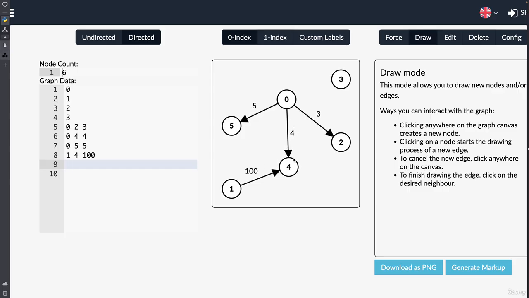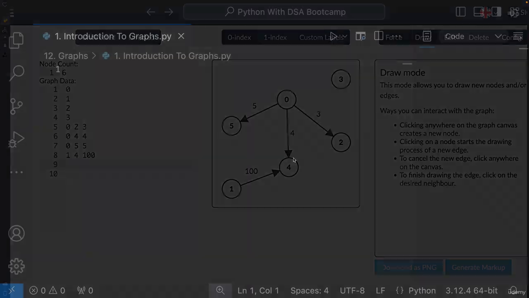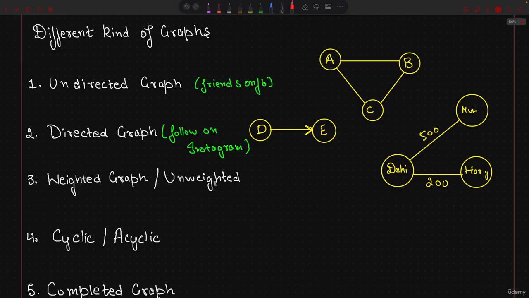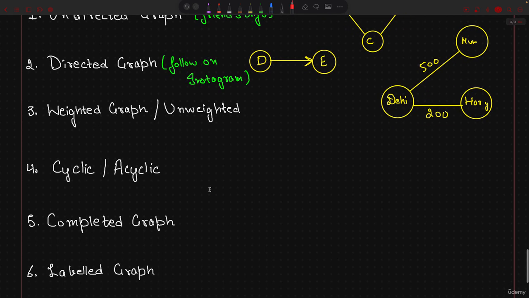Now let us move forward, everyone. Let us now learn about the cyclic and acyclic graph. Unweighted and weighted should be clear. Just the edges have weight. If they are not having any weight, no values, then it's an unweighted graph. So let us now move forward and learn about cyclic and acyclic.